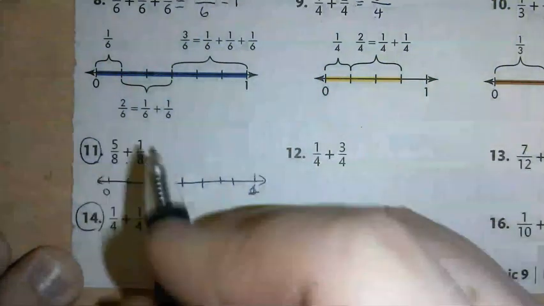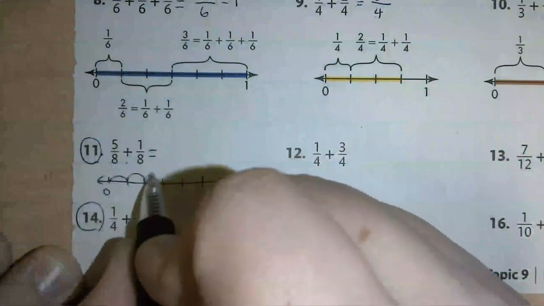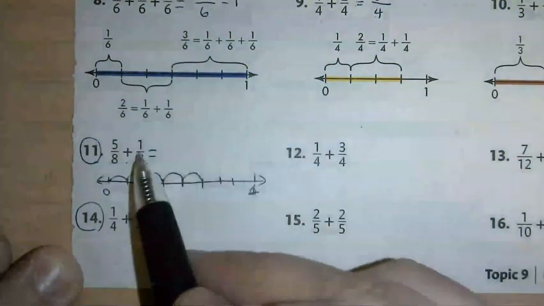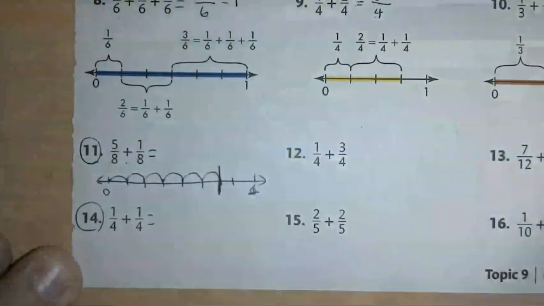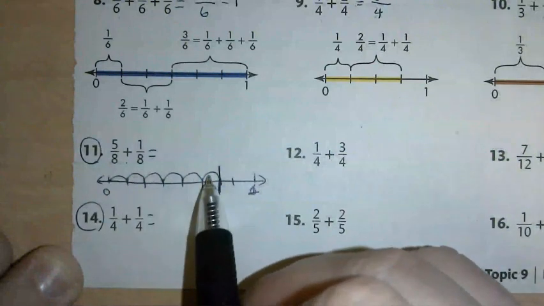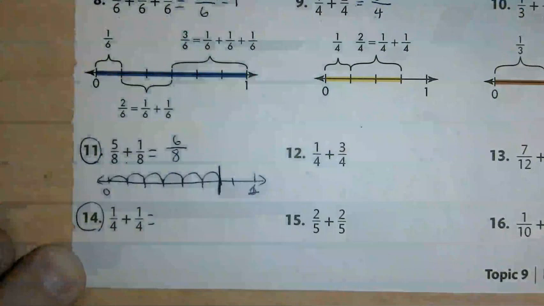I'm going to start off with 5/8. So I start at 0 and go 1/8, 2/8, 3/8, 4/8, 5/8. And then one more, 1/8. Where did I end? What is this spot? Well, it's 1, 2, 3, 4, 5, 6. So 6 is going to be my numerator. That's how many. And how many do I need to make the whole? Well, I need 8. So 6/8.